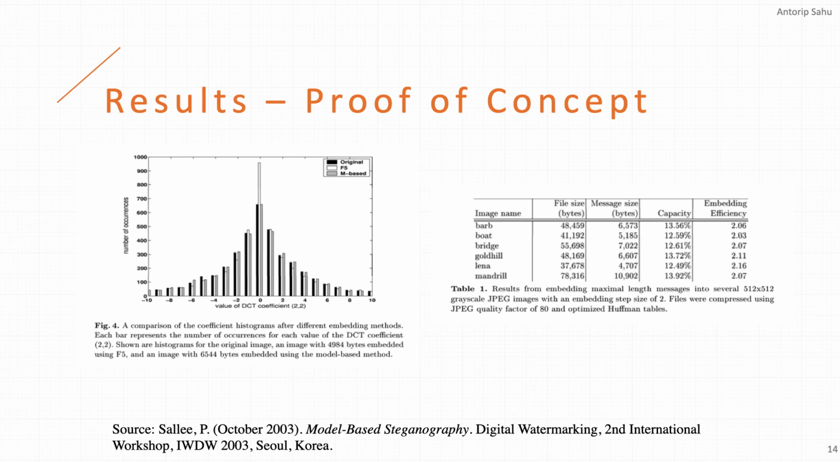A quick look at the table to the right shows the maximum capacity and the embedding efficiency of various images where model-based steganography was applied. We find the maximum capacity is around 13% and the embedding efficiency is over 2.